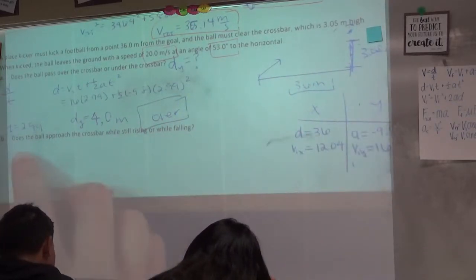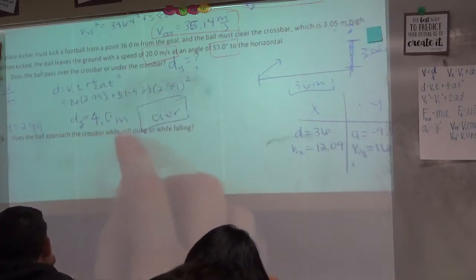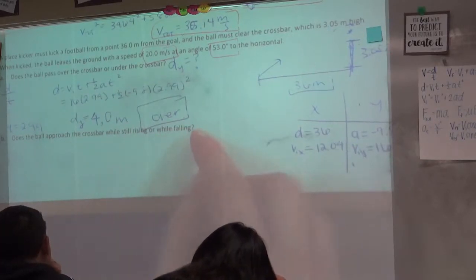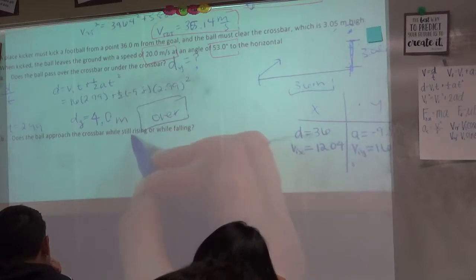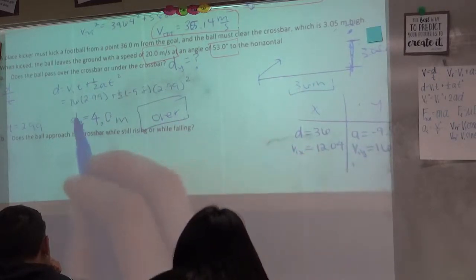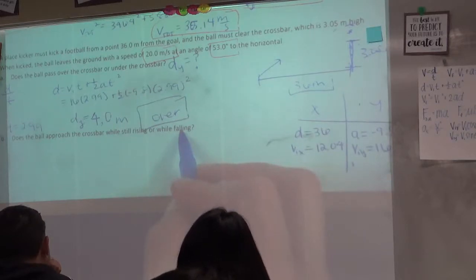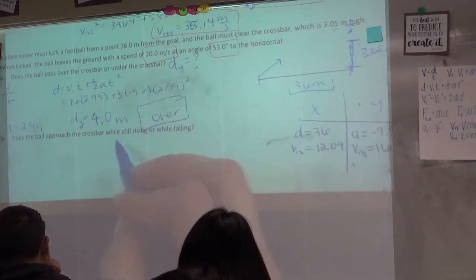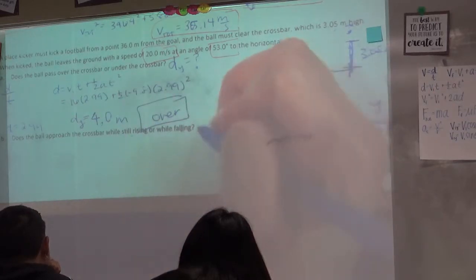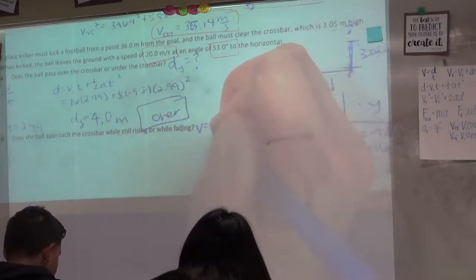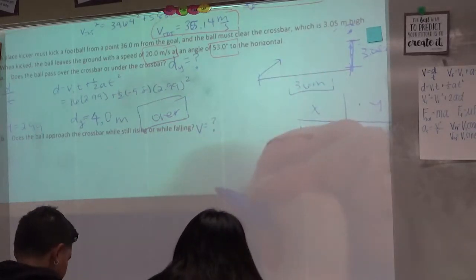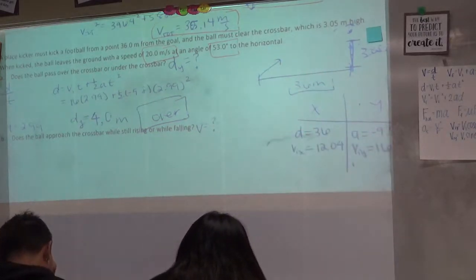Part B is asking, does the ball approach the crossbar while rising or while falling? So a lot of you guys know, is it positive or negative? Does the height tell me if it's rising or falling? No. What would tell me if it's rising or falling? What would be positive or negative? The velocity. You want to know the velocity at that time. That's what's going to tell you if it's rising or falling. Which velocity, x or y?